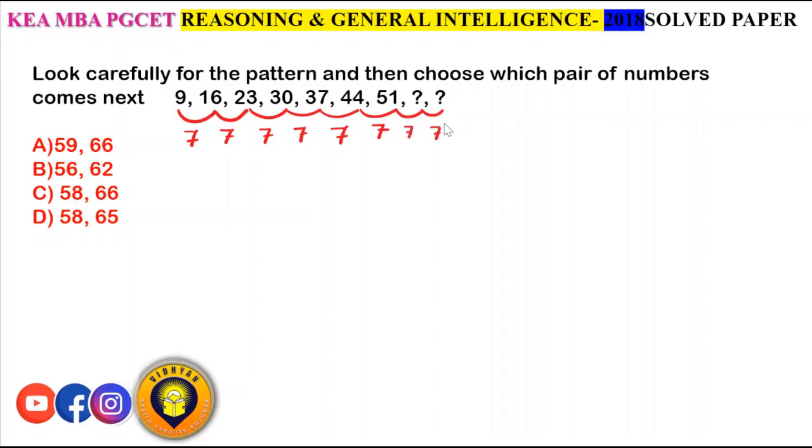Hence, the next two numbers will be 51 plus 7, that is 58, and 58 plus 7, that is 65. So 58 and 65 is our answer. That is option D.